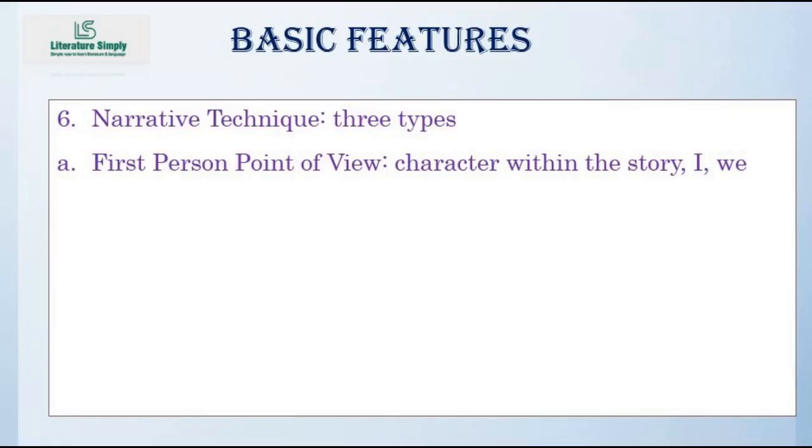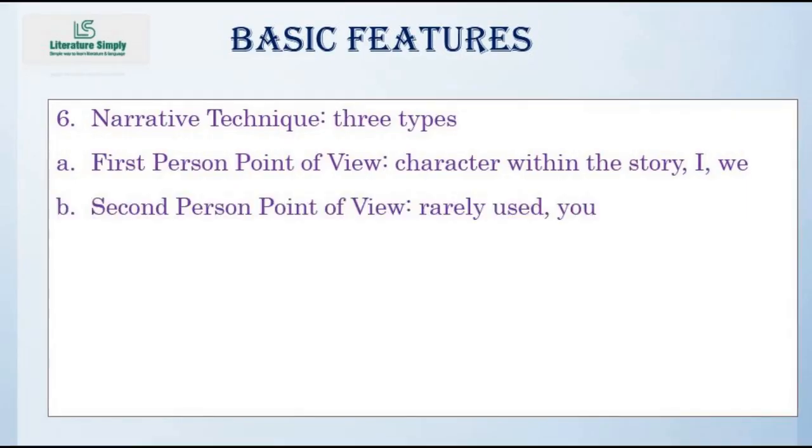The second narrative technique is second person point of view, which is rarely used in the short story, and the pronoun used with this technique is you. We have examples of this kind of narrative technique. It is used by Tom Robbins in his short story Even Cowgirls Get the Blues, and we also have another example, Robert Coover's Panel Game. Actually, this type of point of view is not famous among short story writers.